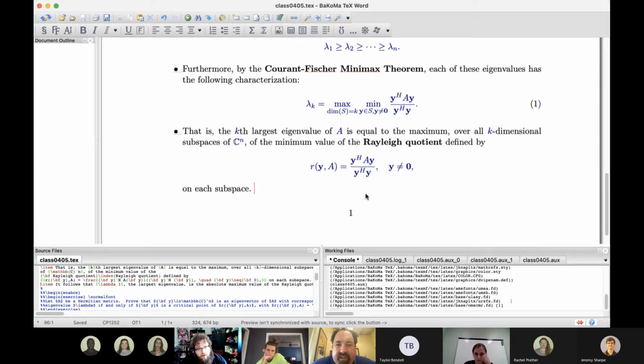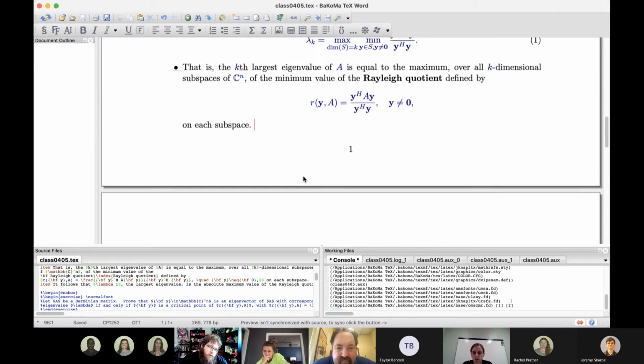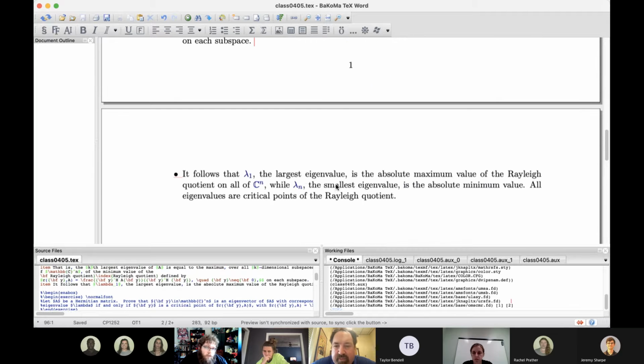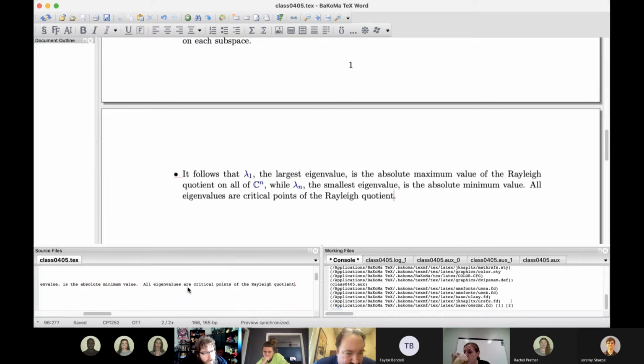So what we can see from that, as I described, is that the absolute maximum of a Rayleigh quotient is the largest eigenvalue. And then the absolute minimum of the Rayleigh quotient over the whole space is the smallest eigenvalue. Any eigenvalue is a critical point of a Rayleigh quotient. And I mean this in a calculus sense. So let me elaborate on that here.